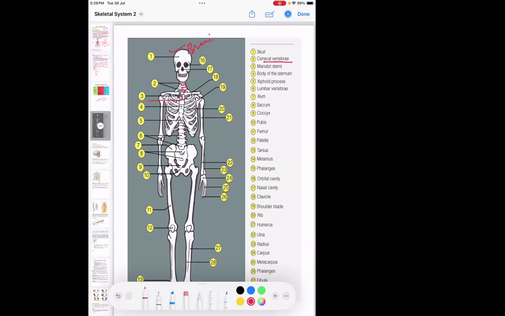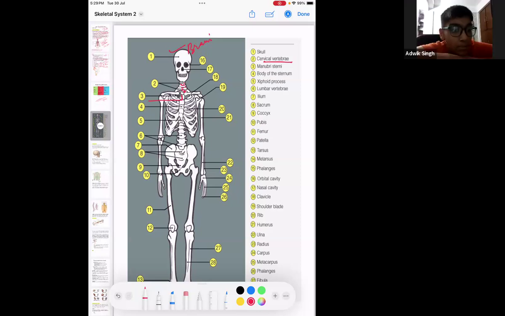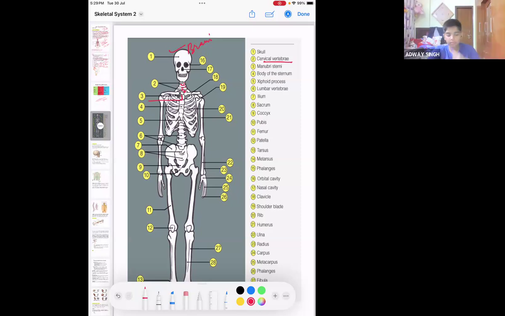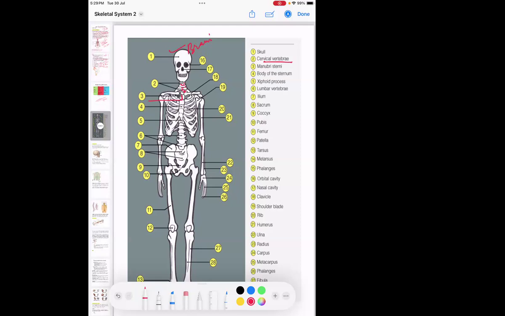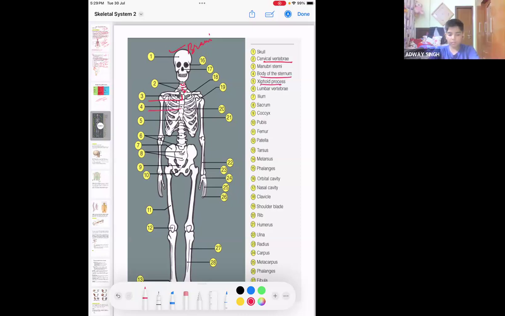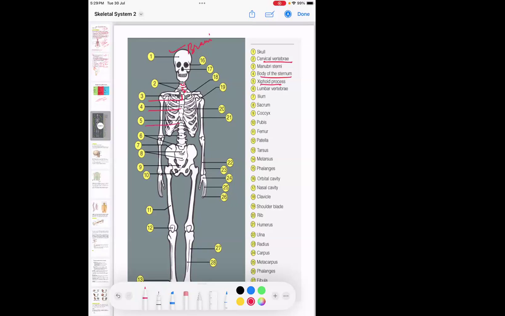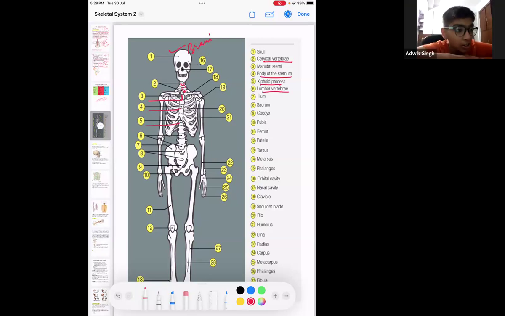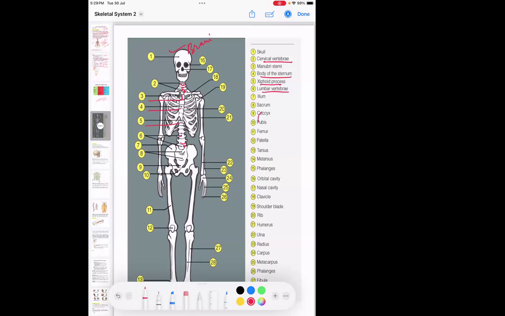Ma'am, your voice is breaking. Yes, ma'am. Now it is audible. Yes, ma'am. So the seventh one is the ilium. Okay, 1 second, 1 second. Now is it okay? Yes, ma'am.